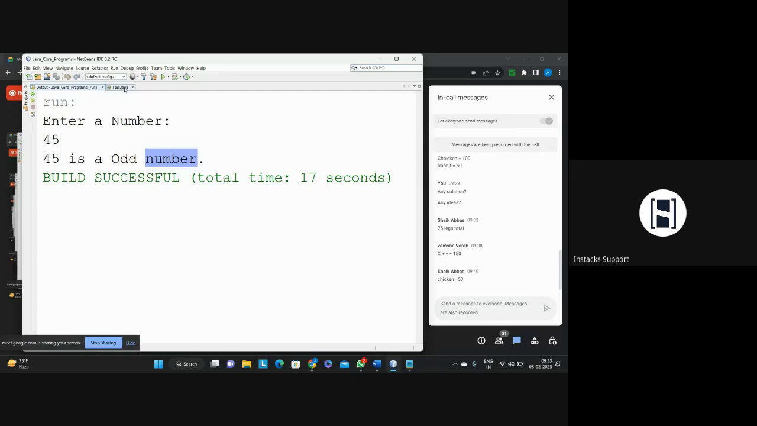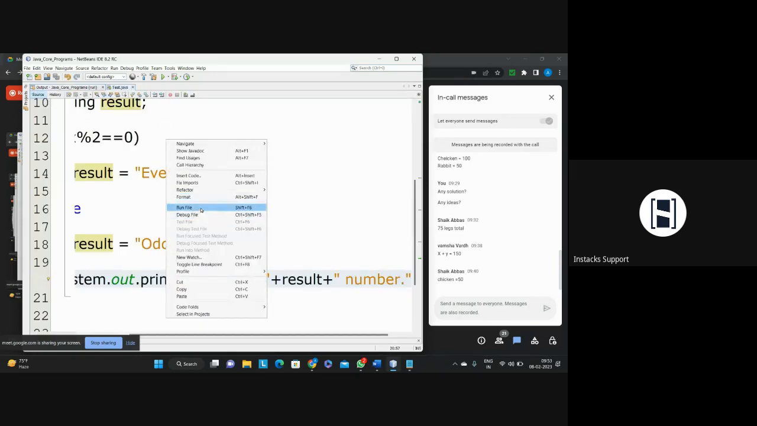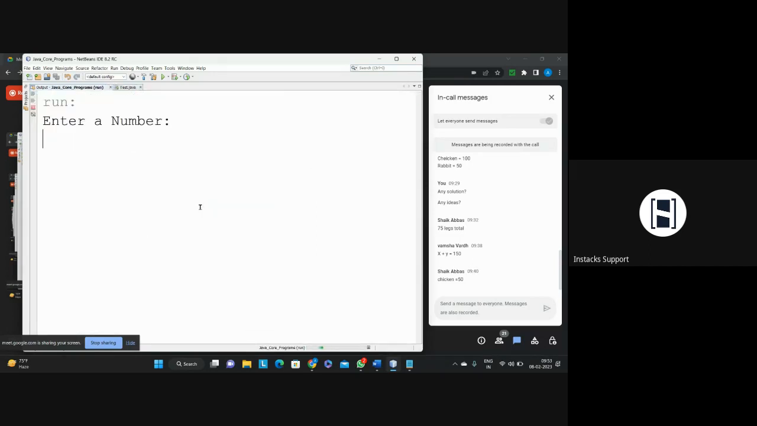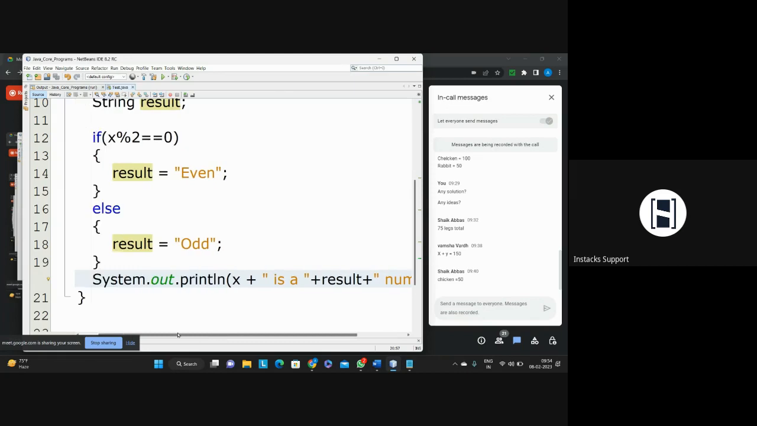It is saying 45 is an odd number. Now run this again. Run this logic again. This time I'm giving the value as 20. So 20 divided by 2, no remainder. So it is an even number. So this is how my program is going to be working.